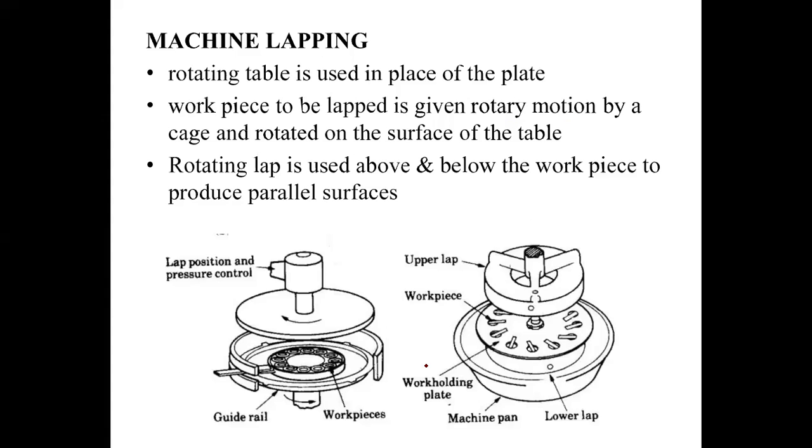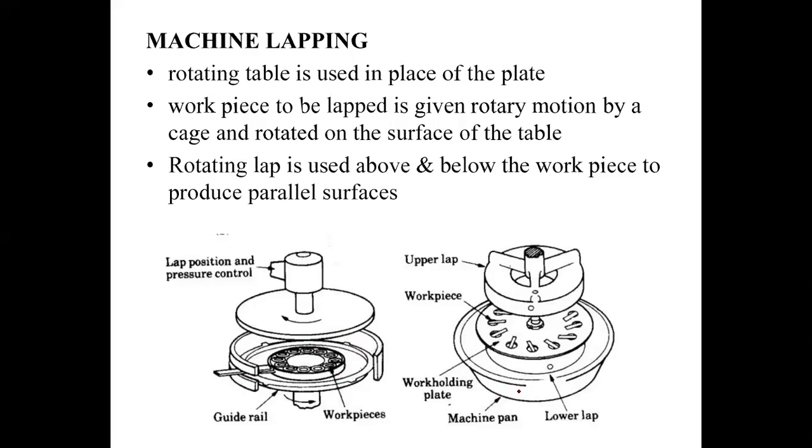And normally, because we're doing this with machining, even very big workpieces can be lapped using machining. So a rotating table is used in place of the plate. Previously, in place of the casting plates you've seen, you're using a rotating table. Maybe you can see in this, there is a kind of platform. We call it a rotating table. These platforms rotate about their axis.